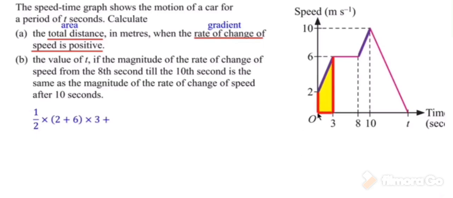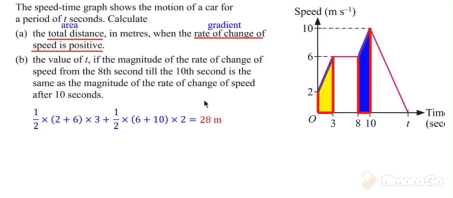Then the area for the blue one is also a trapezium. So we take 1/2 times 6 plus 10. The shorter one is 6, the longer one is 10, and then you times 10 minus 8, which is 2. So for these two parts, the distance, because these two parts have a positive gradient, in other words, we say the rate of change is positive. So you get the answer, which is 28 meters.